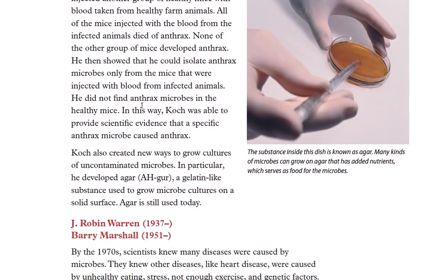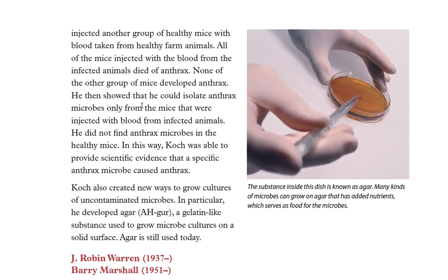Hooke also created new ways to grow cultures of uncontaminated microbes. In particular, he developed agar, a gelatin-like substance used to grow microbe cultures on a solid surface. Agar is still used today. The substance inside this dish is known as agar. Many kinds of microbes can grow on agar that has added nutrients, which serve as food for microbes. There you go.